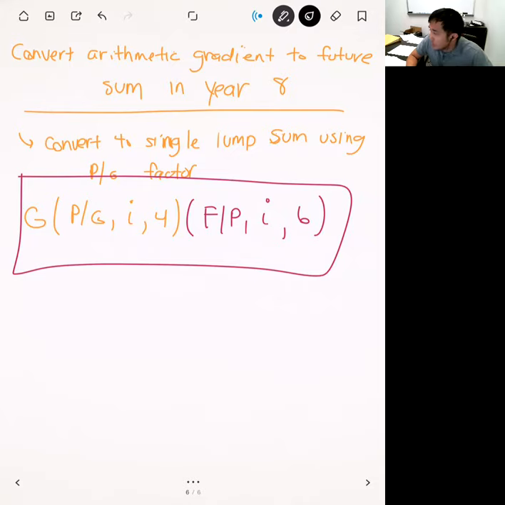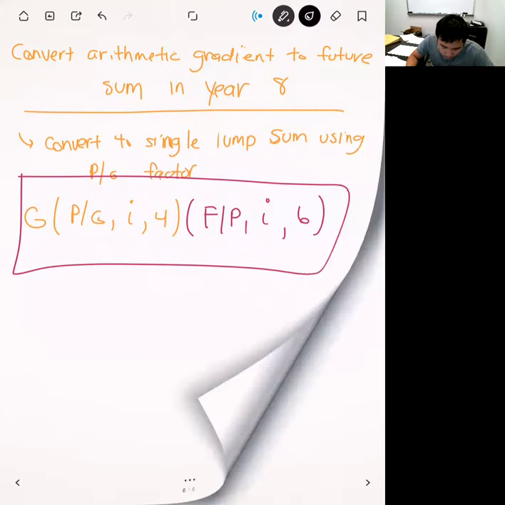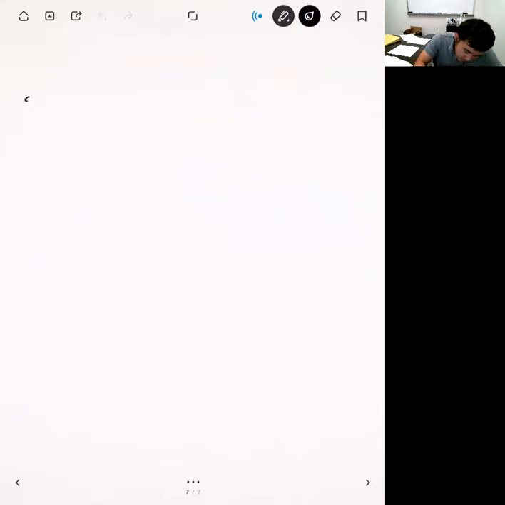But if your single lump sum occurs sometime in the middle of your time domain, that can cause an issue. So let's do just a quick practice of that. Let me go ahead and draw my cash flow diagram here.